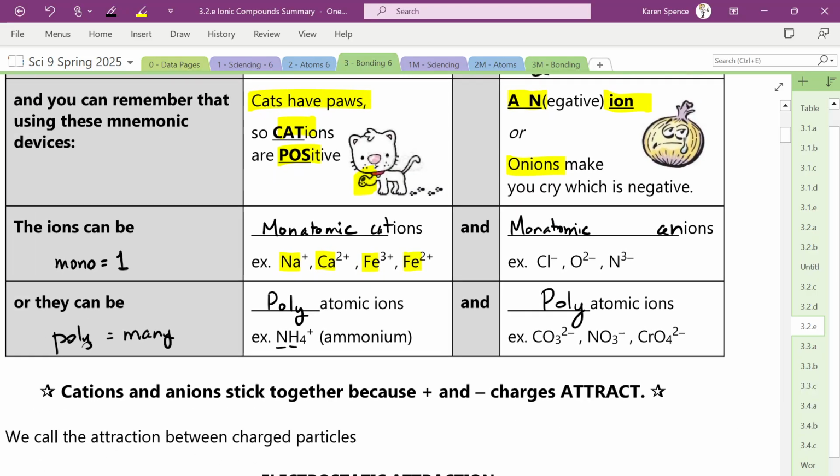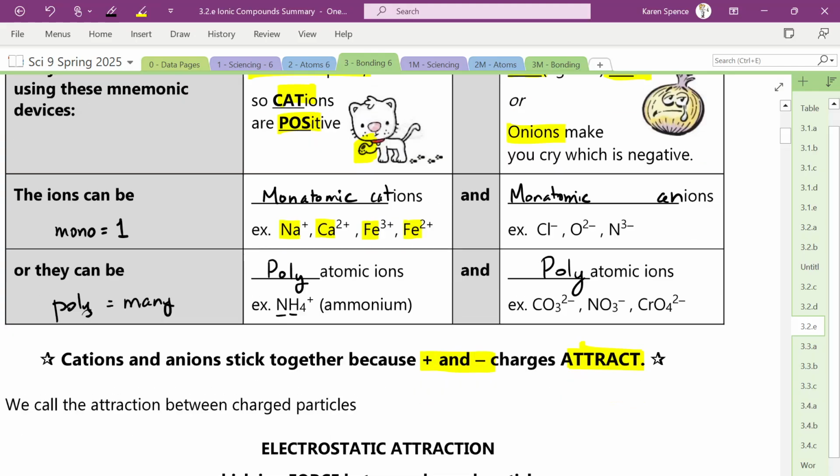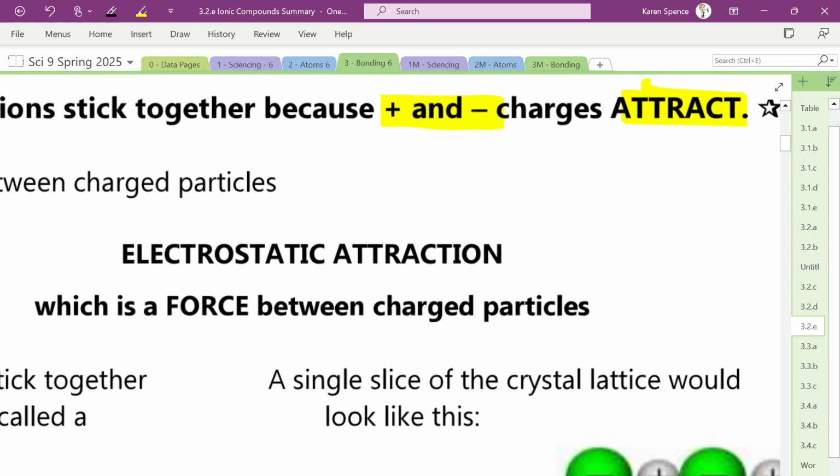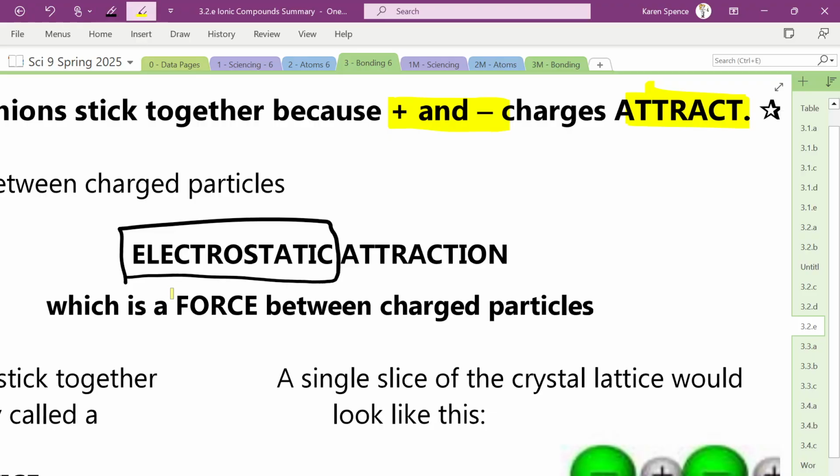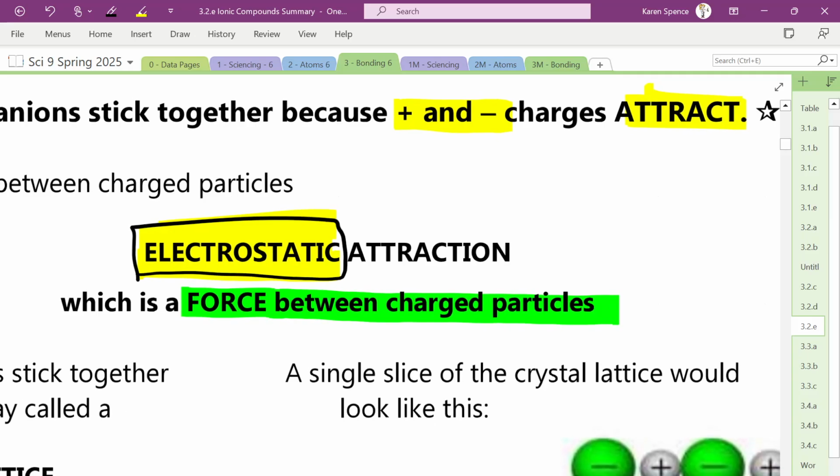Cations and anions stick together because positive and negative, what do they do to one another? They attract. That attraction is called electrostatic attraction. Electrostatic attraction is a force between charged particles.